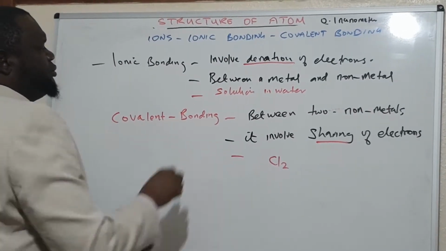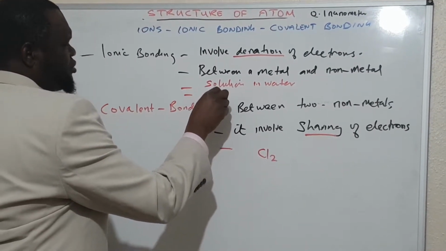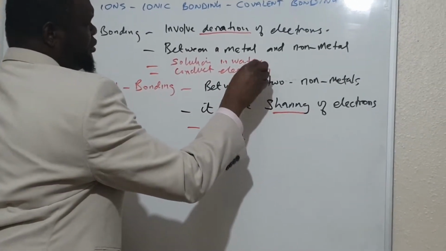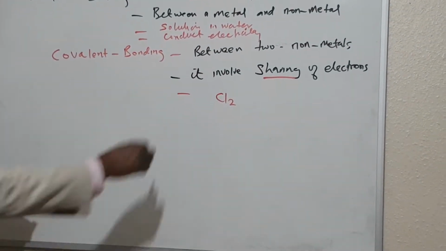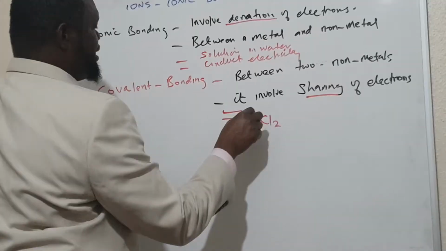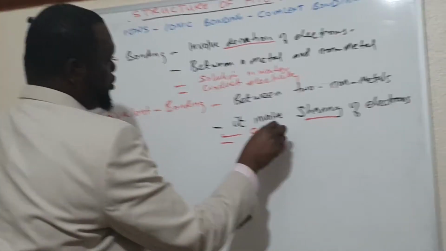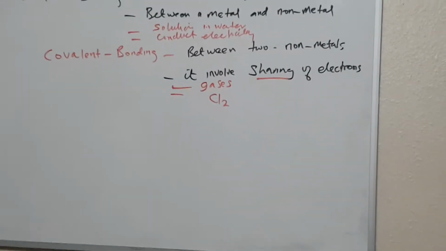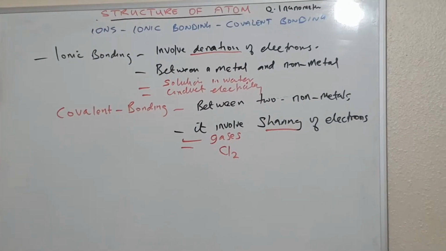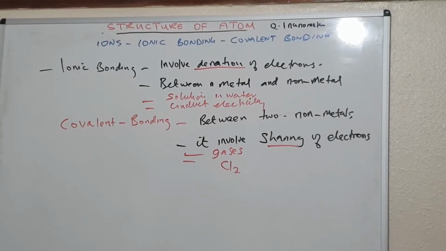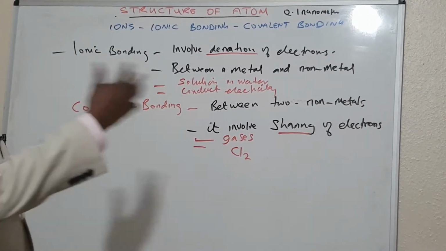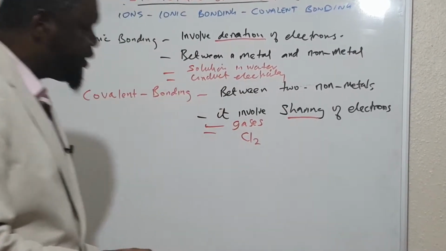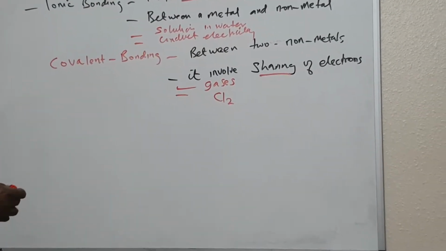They conduct electricity. Most of these covalent ones may be gases, not all of them. So these are some of the characteristics of covalent bonding and covalent compounds. This is not exhaustive, but as we go along, we are going to deal with that.